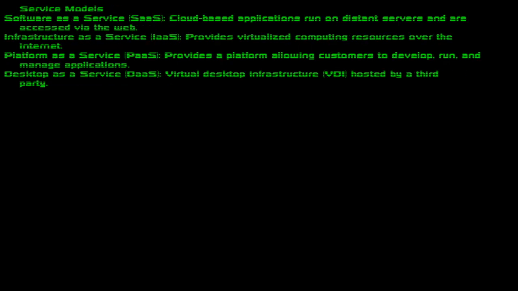Service models. Software as a service, SaaS. Cloud-based applications run on distant servers and are accessed via the web. Infrastructure as a service, IaaS, provides virtualized computing resources over the Internet. Platform as a service, PaaS, provides a platform allowing customers to develop, run, and manage applications. Desktop as a service, DaaS, virtual desktop infrastructure, VDI, hosted by a third party.